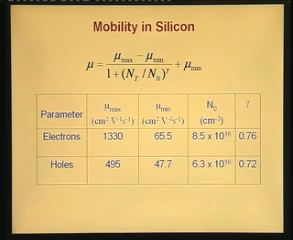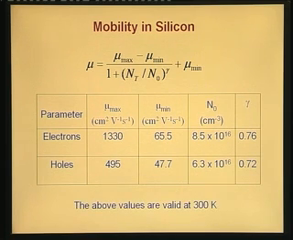For electrons and holes in silicon at 300K, the values are given in this table. So maximum mobility is 1330 for electrons and 495 for holes. Minimum mobility is 65.5, that is for very heavy doping levels for electrons, and 47.7 for holes. The unit for mobility is centimeter square per volt second. Similarly, the values of N0 and gamma are also given here. You can use this formula to find the mobility for any given doping conditions at 300K. And if you are interested in the mobility at any other temperature, you could use the formula that we showed earlier, that is mobility variation with temperature, and find out the mobility.